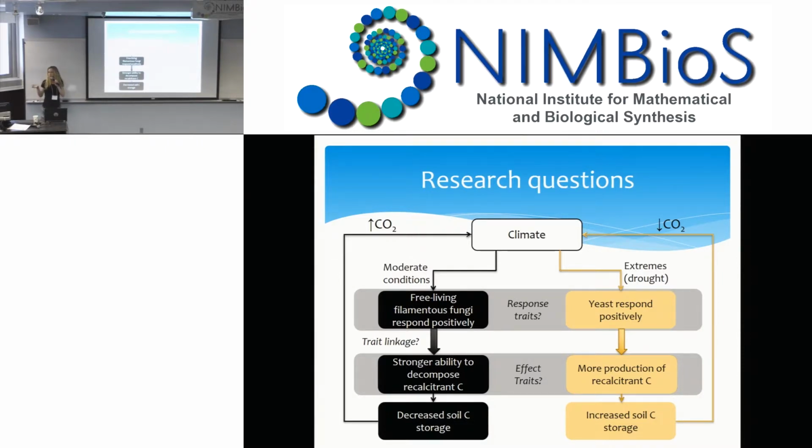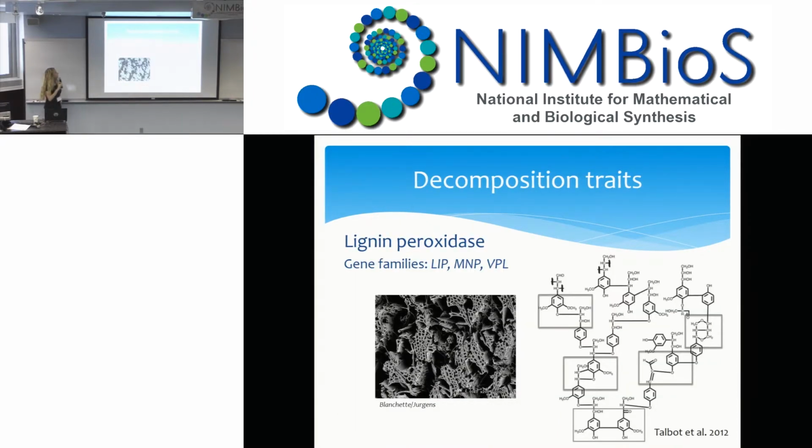So these are the sorts of questions that I'm interested in, and I wanted to know whether indeed these traits might be linked to one another, so we can help predict future climate change. All right, so what are some of the traits that are linked to ability to decompose material?